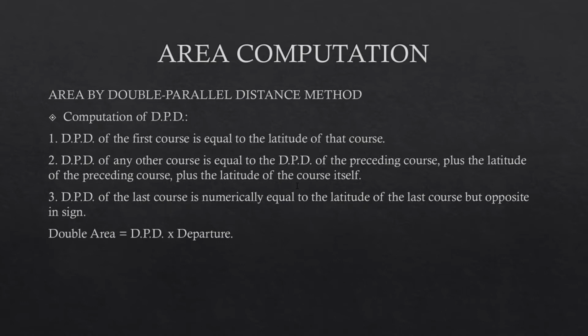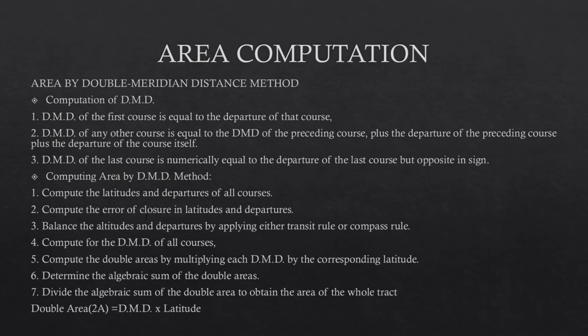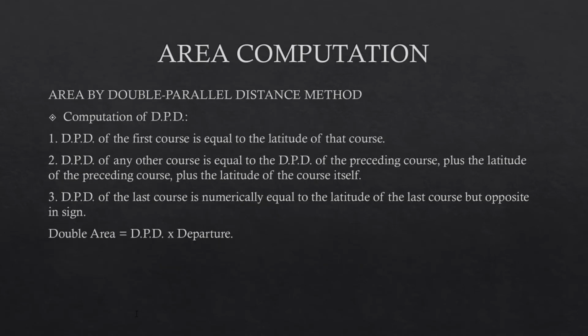Then last, DPD of the last course is numerically equal to the latitude of the last course but opposite in sign. So, mache-check nyo agad kung tama lahat ng DPDs na nailagay nyo. Kung yung last na nakuha nyong DPD is equal lang dun sa latitude ng last course, pero opposite sign, ibig sabihin tama. Then, double area din is equal to DPD times departure. Halos same lang sila ng pag-compute ng area.